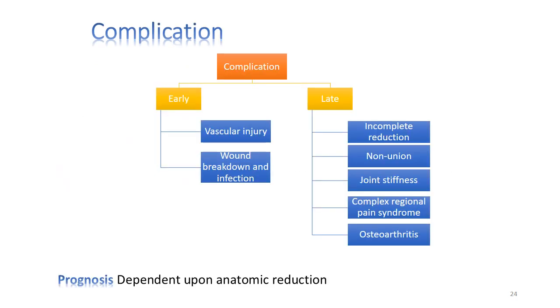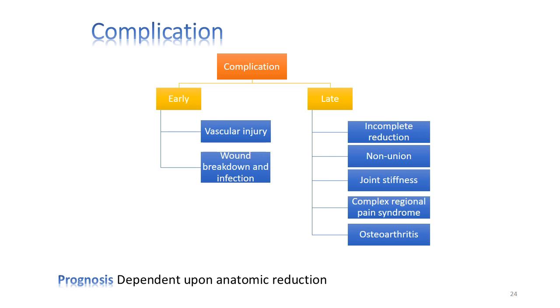For complications of the malleolus fracture, it can be divided into early and also late complications. For early complications, it can present with vascular injury, so the ankle should be reduced immediately and held in a splint until definitive treatment is initiated. It also can cause wound infection and breakdown, especially for patients with diabetes.